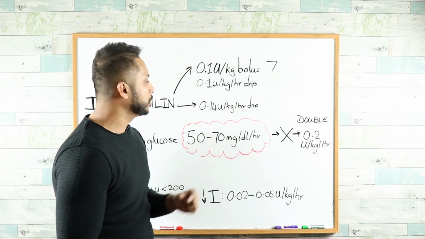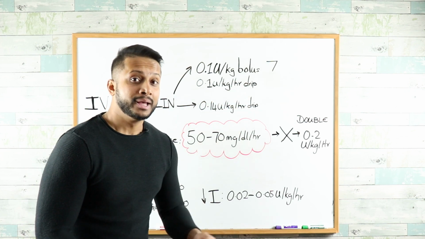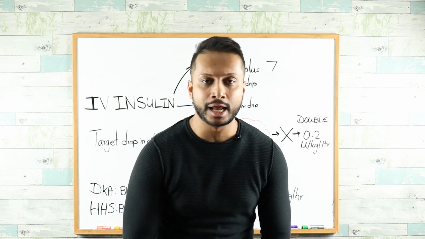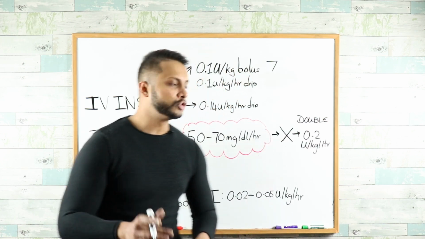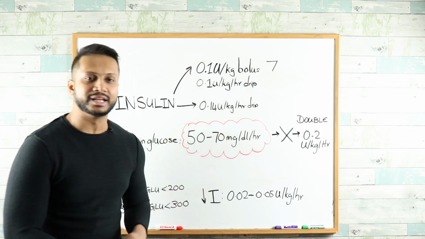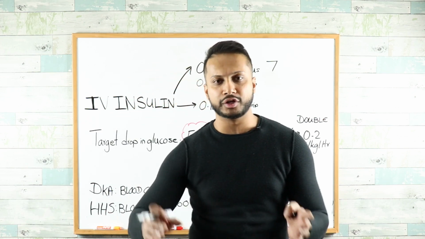So if it's a 70 kilogram person, it's going to be 7 units per hour as a drip. Once I start the patient on an IV insulin drip, I must have a target. My target should be to decrease your blood glucose level by 50 to 70 milligrams per deciliter per hour. So your drop must be about 50 to 70.